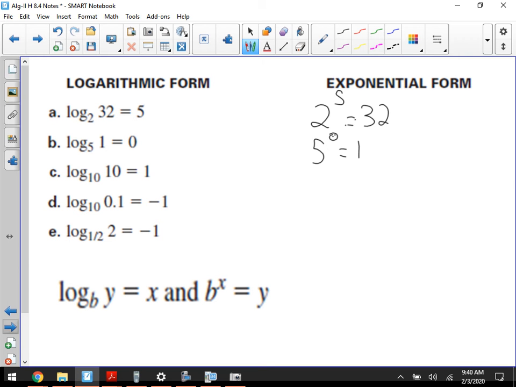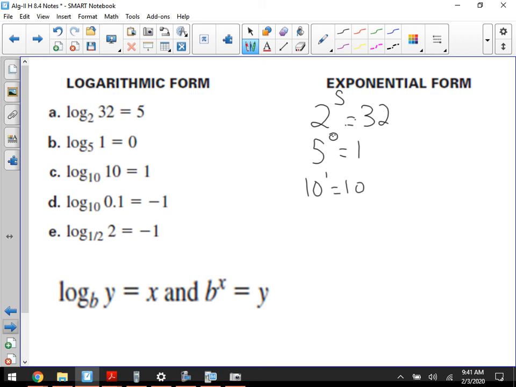The next one, 10 to the first is 10. Correct. The next one, again, they put the 10 there. Sometimes they will, sometimes they won't. In this case, they did, just so you remember it. So that's your common log. So 10 to the first power is 10. And that goes off the property that anything to the first power is itself.